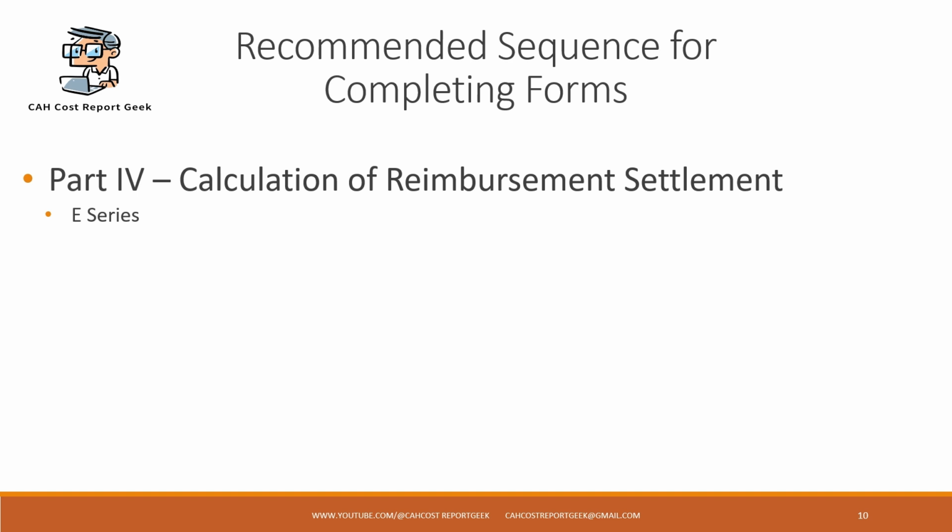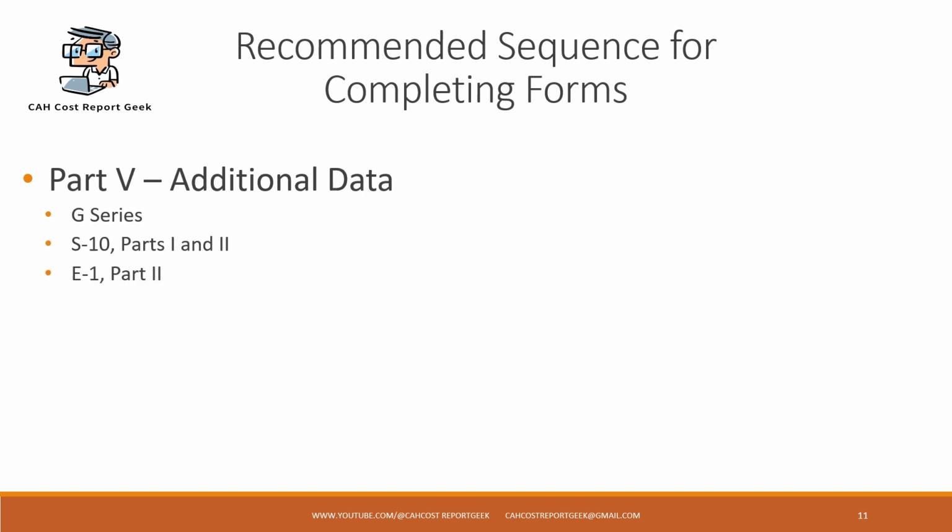Part 4, Calculation of Reimbursement Settlement, consists of completion of the E Series. And lastly, Part 5, Additional Data, the order of completion is the G Series, Worksheet S10, Parts 1 and 2, and Worksheet E1, Part 2.